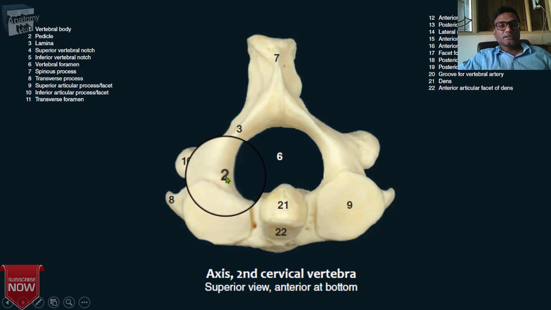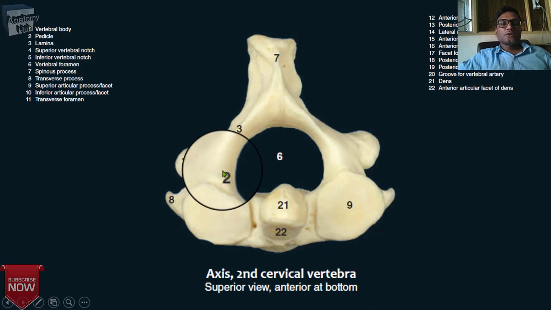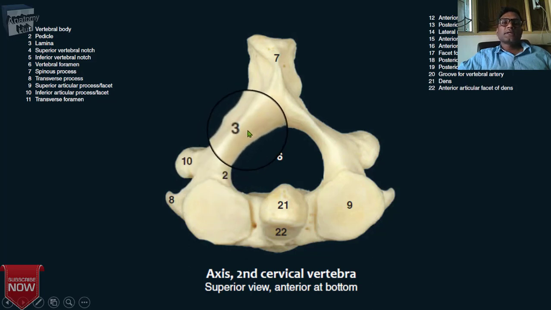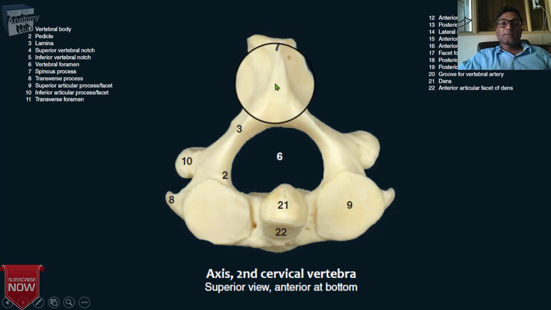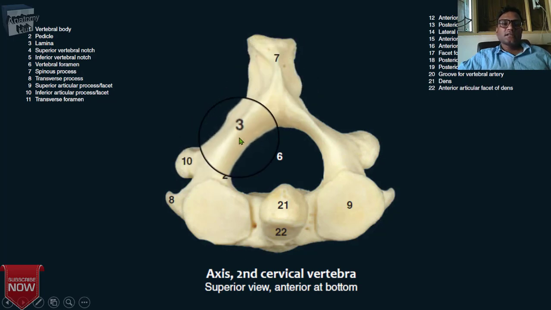So here you can see the pedicle that connects from the lateral mass of the vertebrae to the spinous process over here. This spinous process was absent in your atlas, but in the axis there is the presence of the spinous process. This is also another uniqueness of the atlas, and here you will find the lamina.